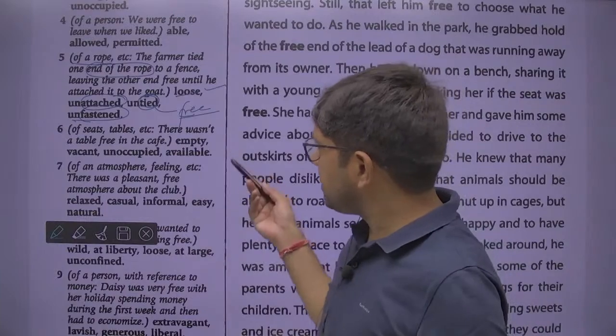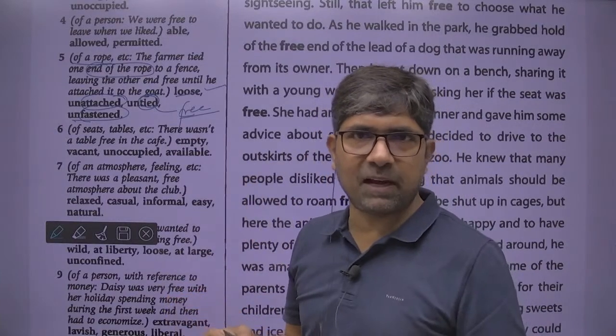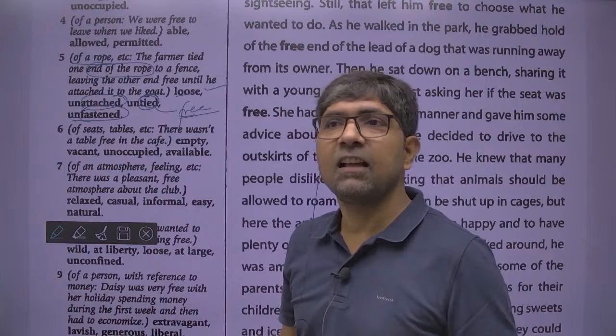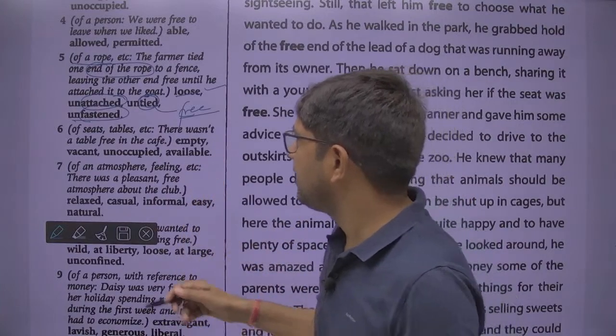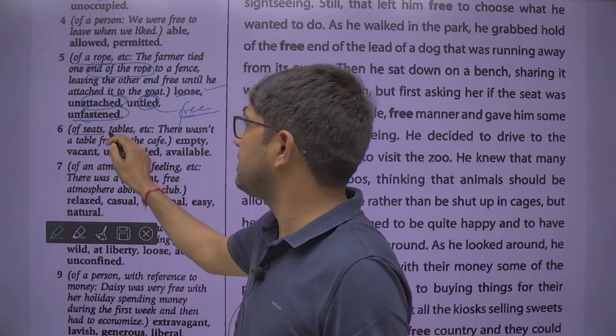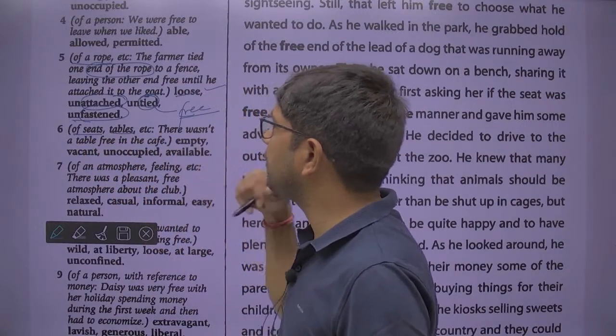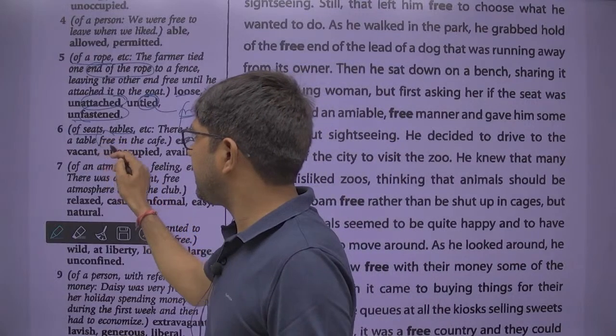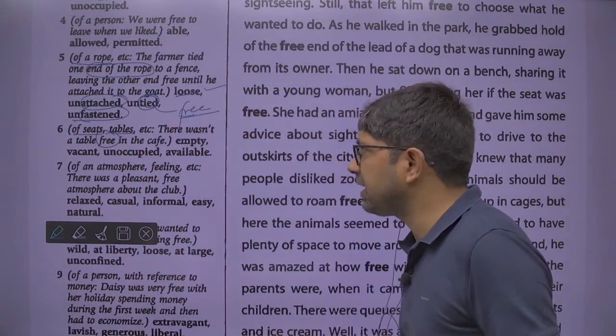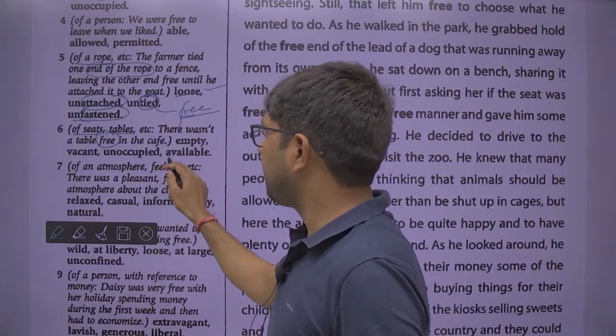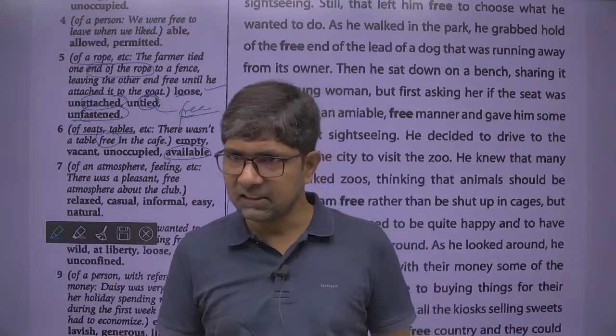So can you tighten the seat belt? It means fasten your seat belts. There wasn't a table free in the cafe. If a seat or table is not free in the cafe, means not available. It means the guests were sitting there. In a restaurant, the guests were sitting there. The customers were, all the tables were taken. They were already busy. They were not available.